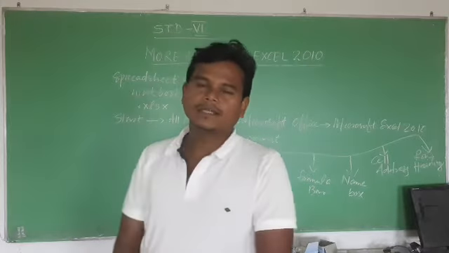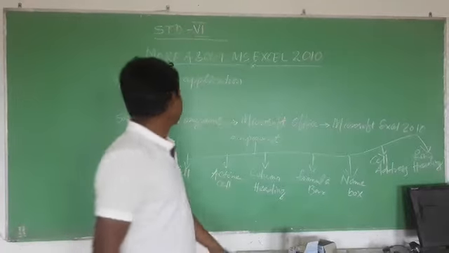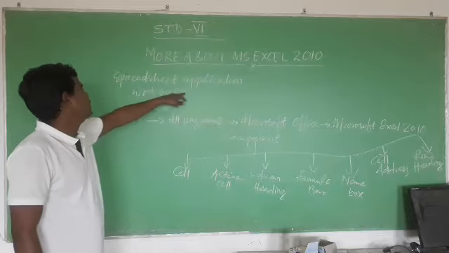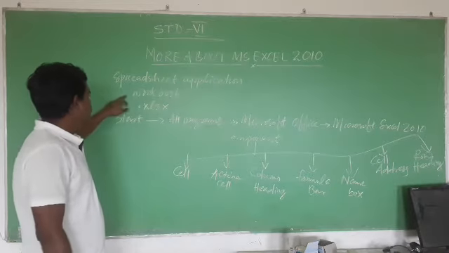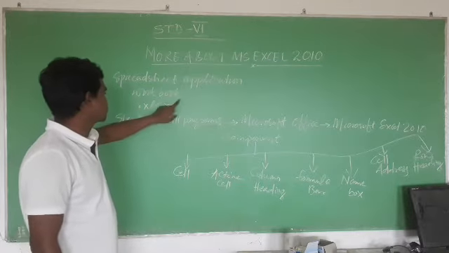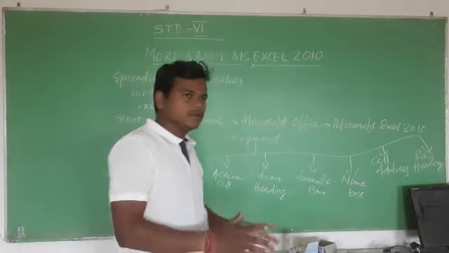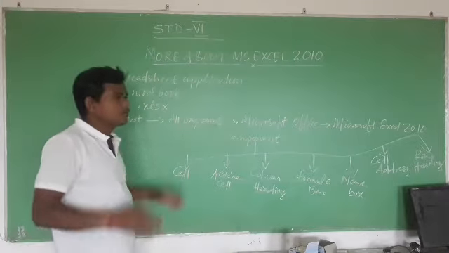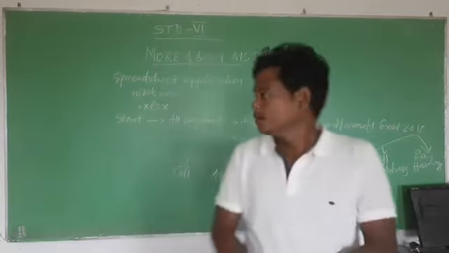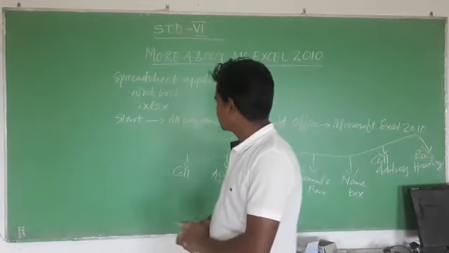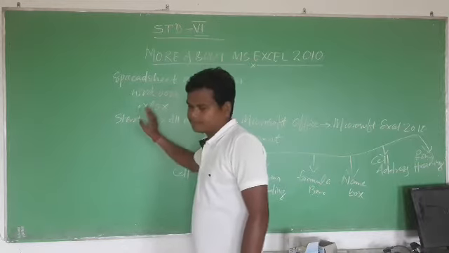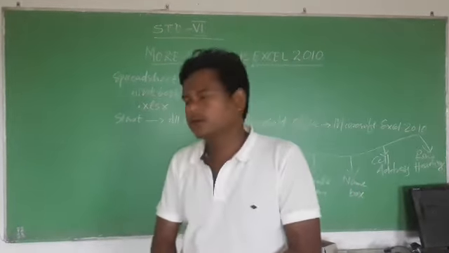The MS Excel worksheet file is called a workbook, and the file extension name is .xlsx. This is the workbook, the file in which we work in the form of rows and columns, and the file extension on which we save it is .xlsx. Before that, the dot will be coming.